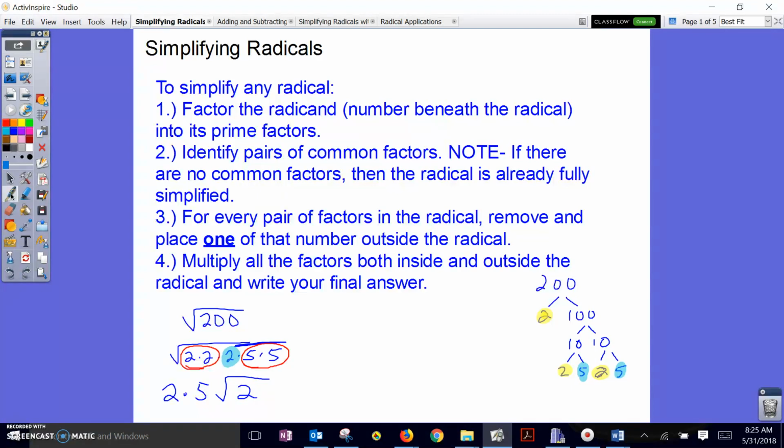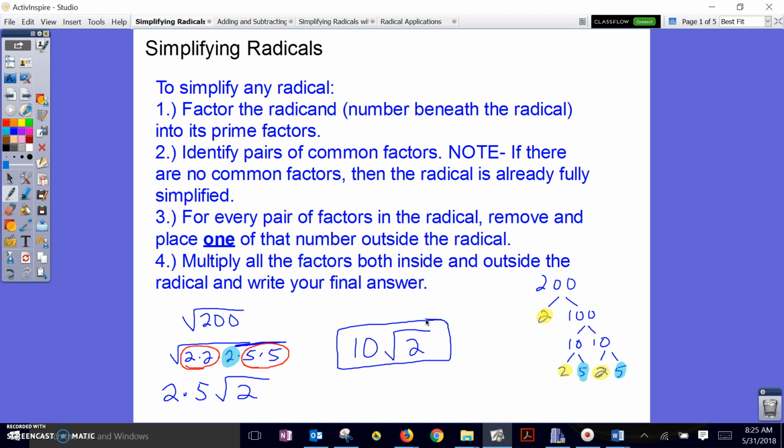And then our last step, we're going to multiply all the factors both inside and outside the radical and write our final answer. We have two numbers outside of the radical, 2 times 5. 2 times 5 is 10. And we only have a 2 inside the radical, so we don't need to multiply that times anything. And there we end up with our final simplified form of the square root of 200, which is 10 square root of 2.